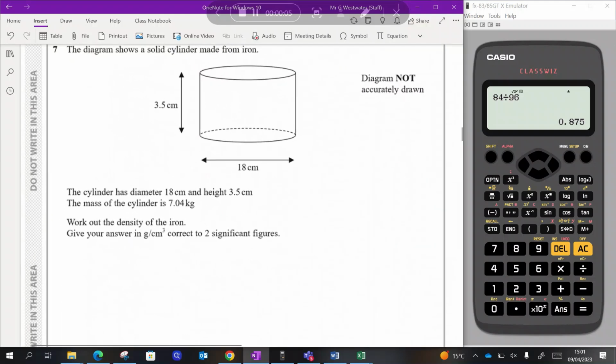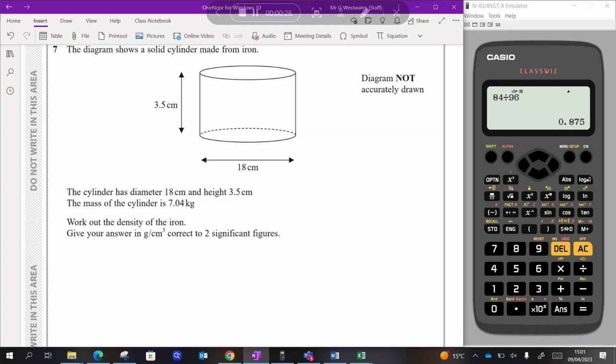So, this diagram shows a solid cylinder made from iron. The cylinder has a diameter of 18 centimeters and a height of 3.5 centimeters. The mass of the cylinder is 7.04 kilograms. Work out the density of the iron. Give your answer in grams per centimeters cubed, correct to 2 significant figures.